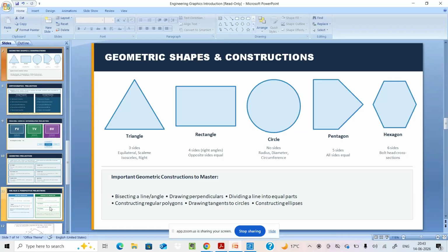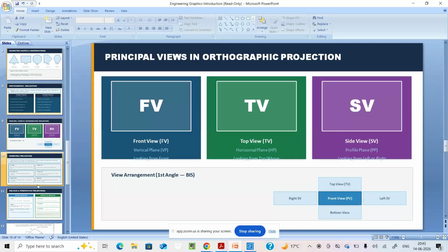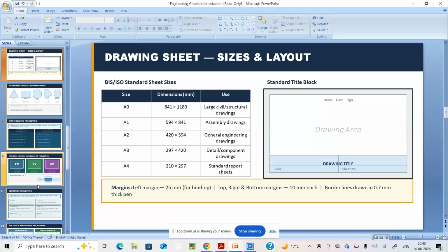Can you please go to the previous slide? Not like that. The drawing sizes A0, A1, A2, please explain once again. Sorry, yeah, no issues.